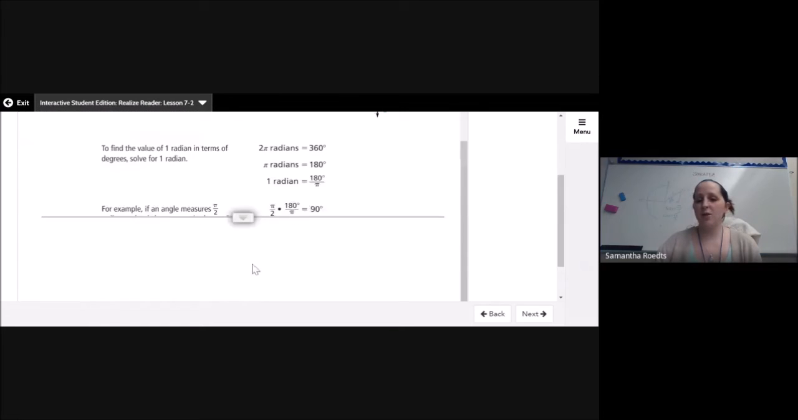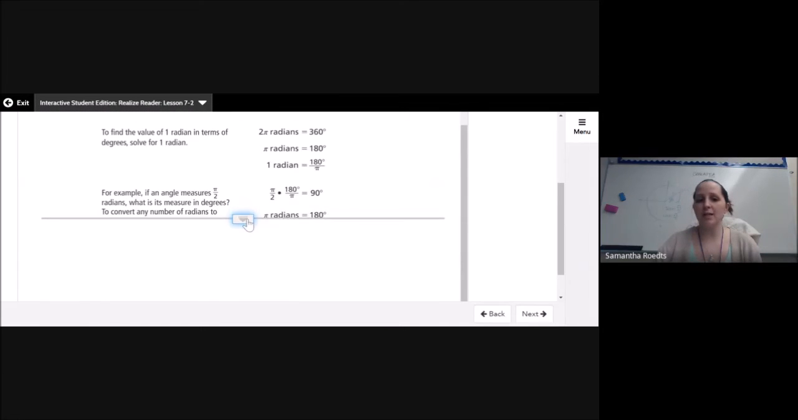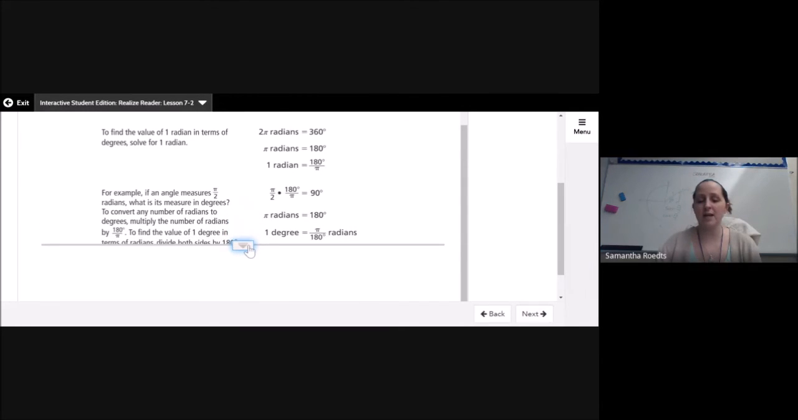For example, if an angle measures pi over 2 radians, what is its measure in degrees? To convert any number of radians to degrees, multiply the number of radians by 180 over pi. So pi over 2 times 180 over pi, the pi's cancel. 180 divided by 2 gives me 90.